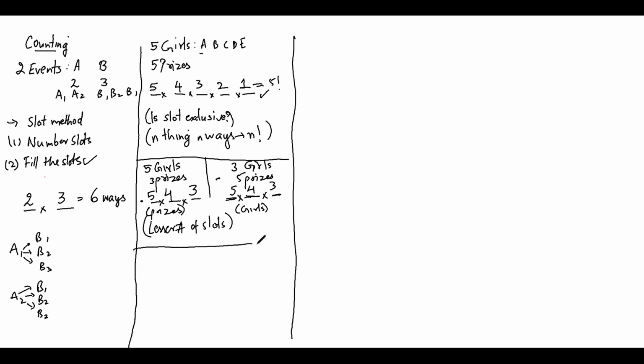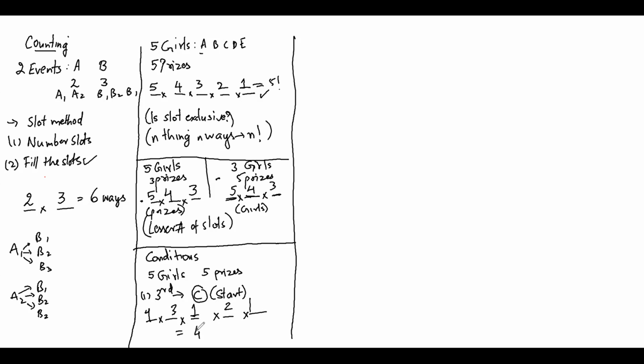Okay, let's add a little bit more complexity. Now the questions in GMAT will usually come with conditions. So when I say conditions, let's suppose that there are 5 girls and 5 prizes. In how many ways can the 5 girls get the 5 prizes if the third prize should go to girl C? Whenever there are conditions, the rule is always start with the condition. So you're going to draw 5 slots. In how many ways can you give the prize to girl C? That is 1 way. Now you're left with 4 prizes and 4 girls. That can be done in 4, 3, 2, 1 ways.